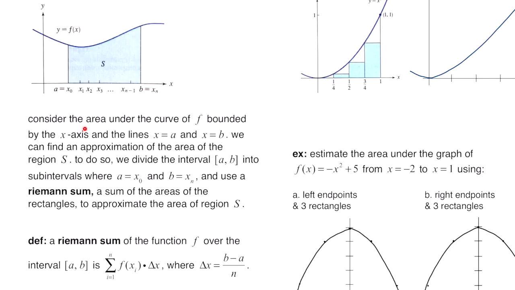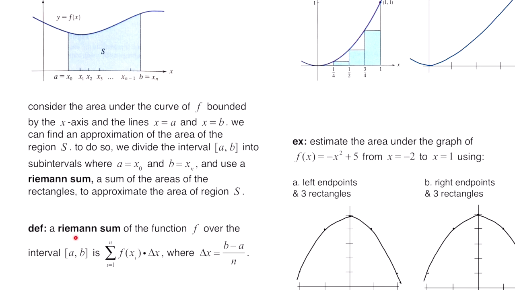It says right here, consider the area under the curve of f bounded by the x-axis and the lines x equals A and x equals B. We can find an approximation of the area of the region S, and to do so, we're going to divide the interval from A to B into subintervals where A is equal to x sub 0 and B is equal to x sub n. We're going to use what we call a Riemann sum, or a sum of the areas of rectangles, to approximate the area of the region S.